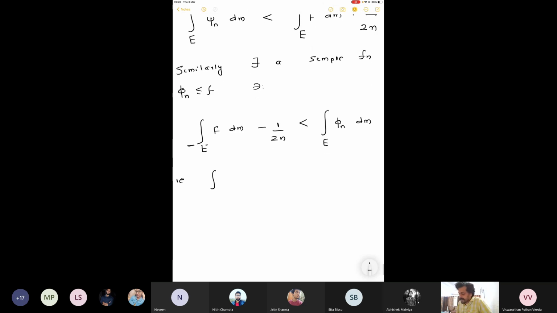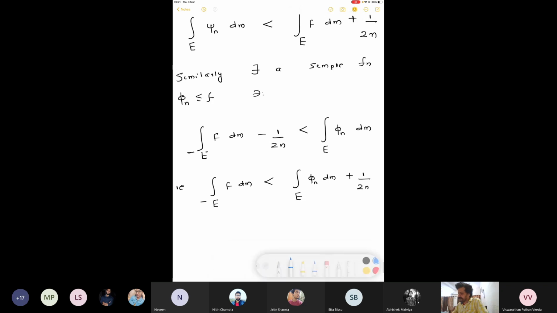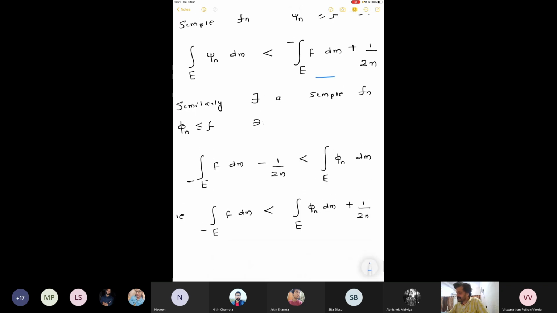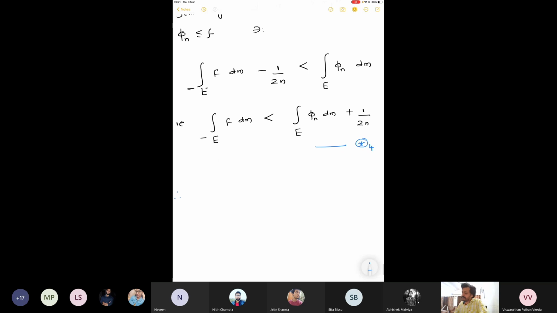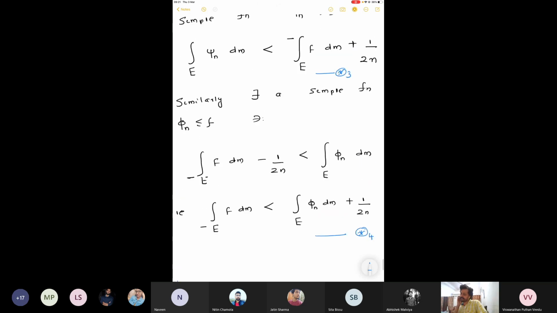That is, lower integral of f dm is less than integral over E of phi n dm plus 1 by 2n. This can be put as star 3 and this is star 4. I just applied the definition of infimum and supremum. Now I am going to analyze star 3 and star 4.